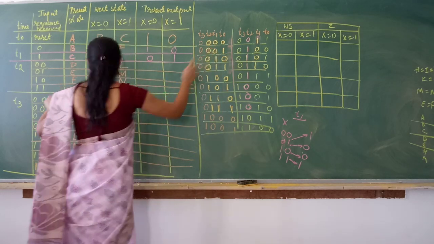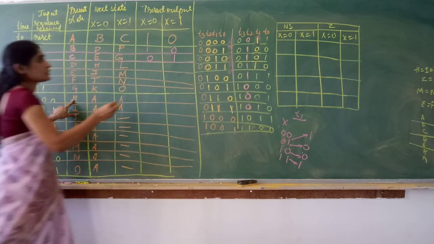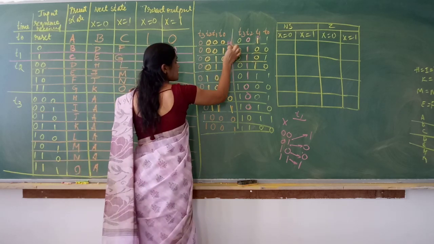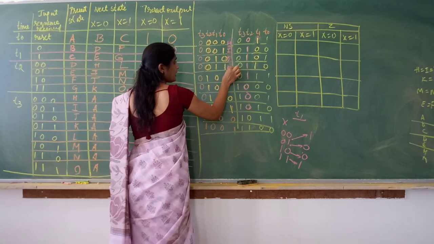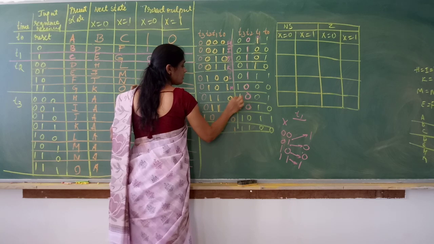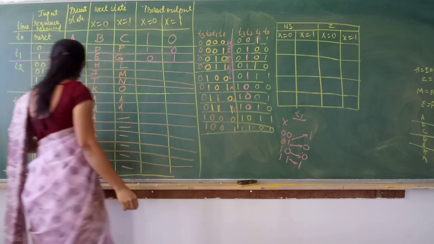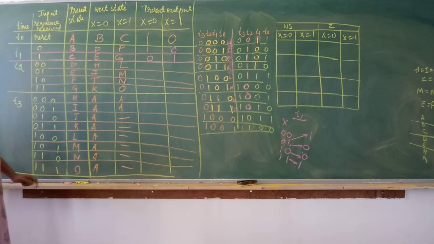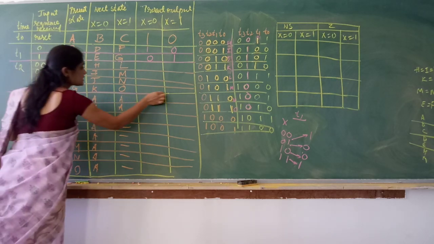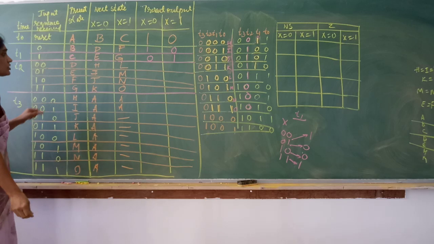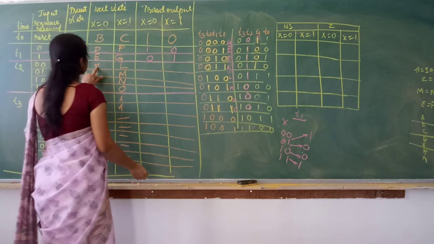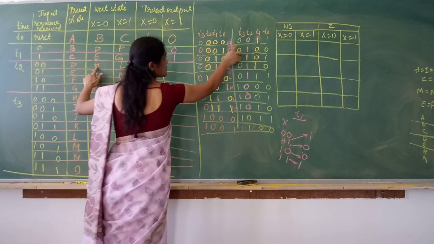So 0, 0, 0, which state? H. So the states are H, I, J, K, L, M, N, O. Correct? Yeah. O is 1, 1, 1. Now what are we writing? T2. So if you have H, what is the next state?